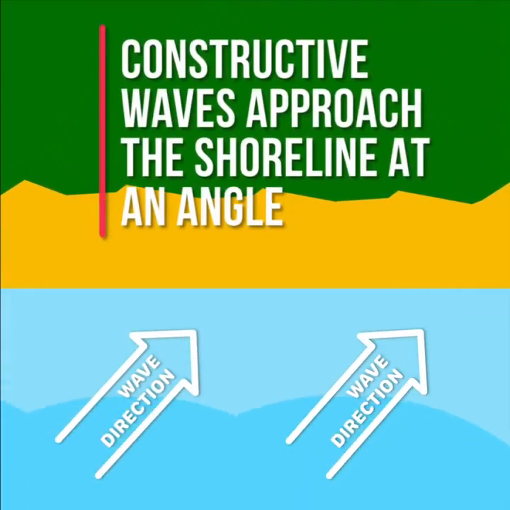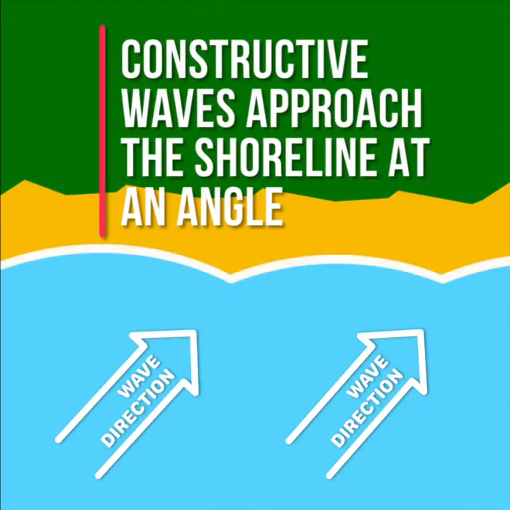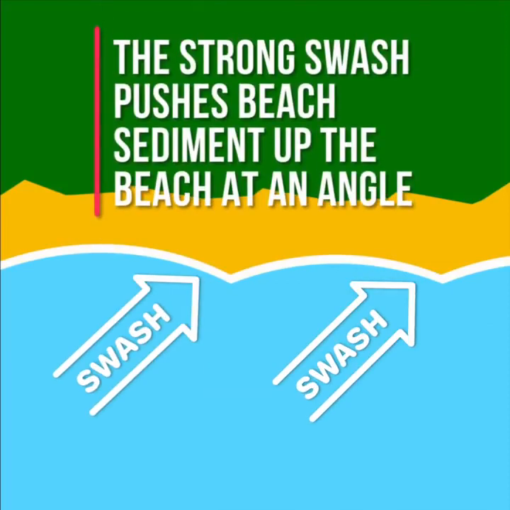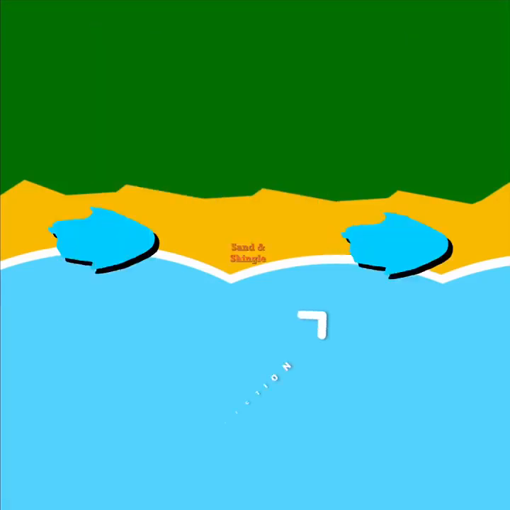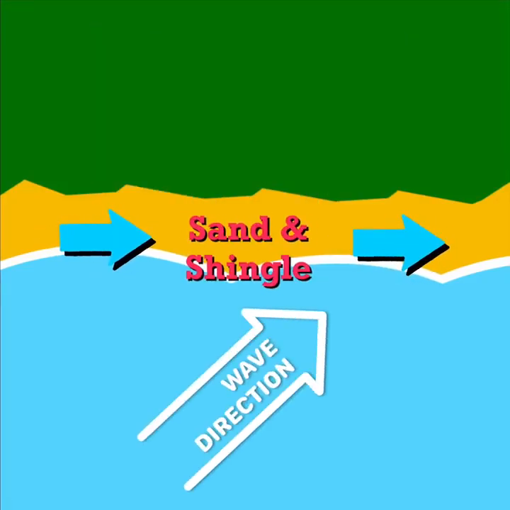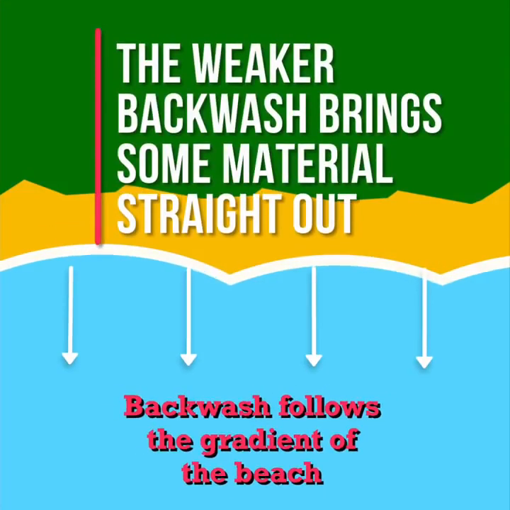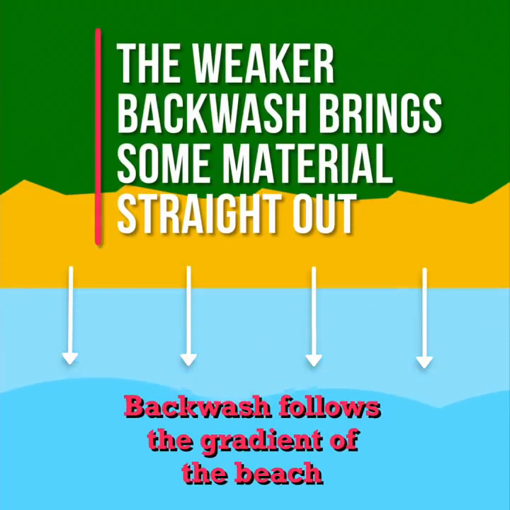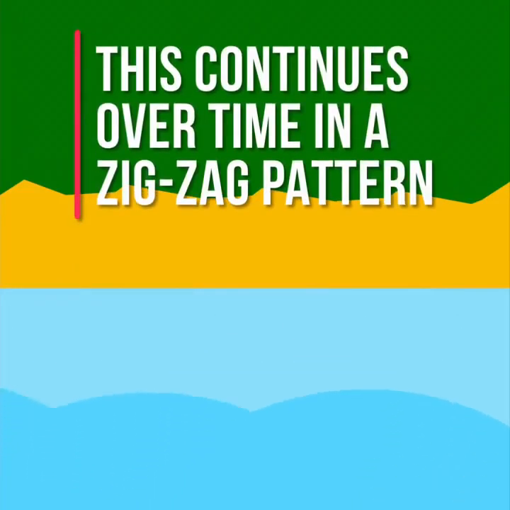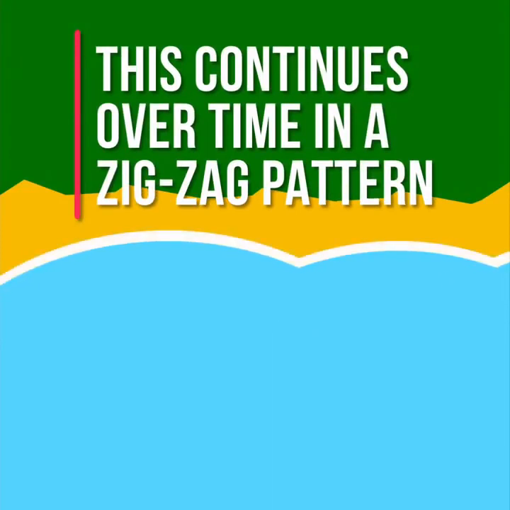Constructive waves approach the shoreline at an angle. The strong swash pushes beach sediment such as sand and shingle up the beach at an angle, in the same direction of the waves. Following the gradient of the beach, the weaker backwash brings some material straight out. This continues over time in a zigzag pattern.